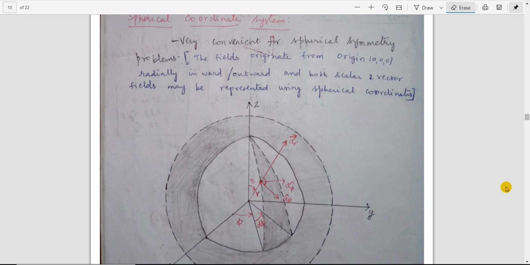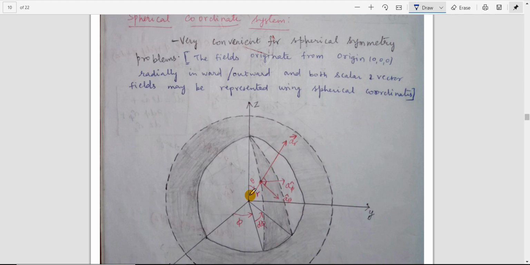It is very convenient to use the spherical coordinate system for spherical symmetrical problems. The spherical symmetrical problems may be defined as those in which the fields originate from the origin, that is 0, 0, 0, radially inward or outward, and both scalar and vector fields may be represented using the spherical coordinates.